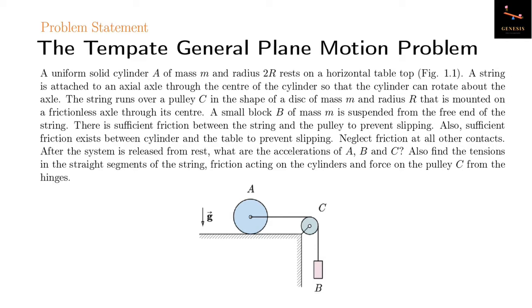After the system is released from rest, what are the accelerations of A, B and C? Also find the tensions in the straight segment of the string, friction acting on the cylinder and force on the pulley C from the hinges.